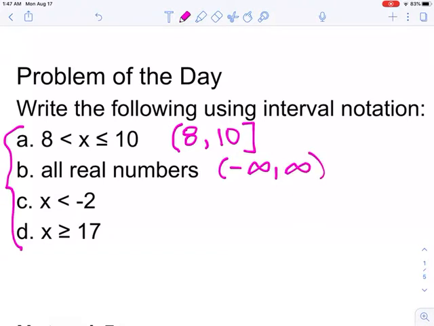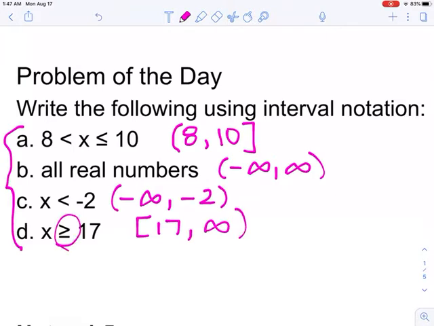All real numbers is the interval from negative infinity to positive infinity. X is less than negative 2 means we begin at negative 2 and we need to go to the left, so we have the interval negative infinity to negative 2. Once again, parentheses because it's not included. And then X is greater than or equal to 17 would be the interval from 17 to infinity, where 17 has a bracket because it is included.